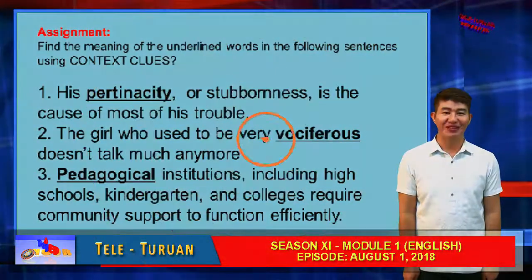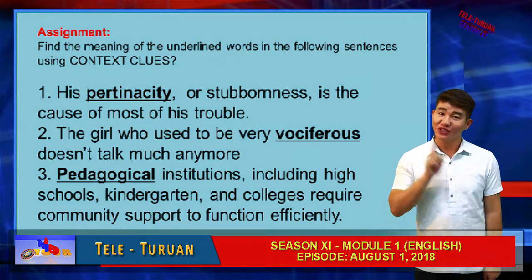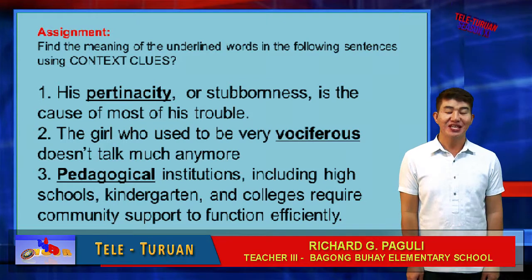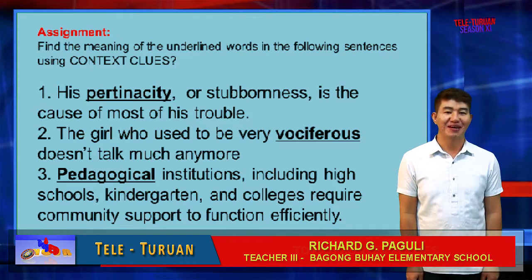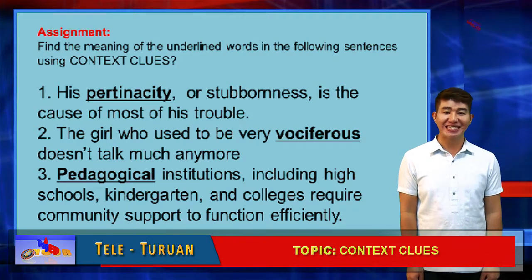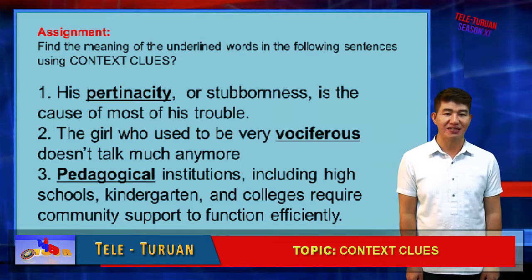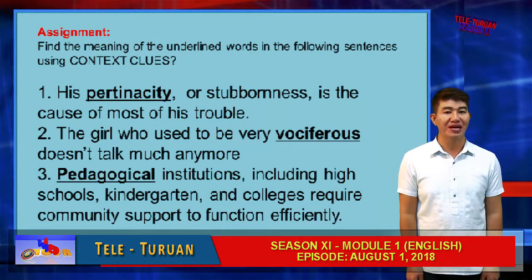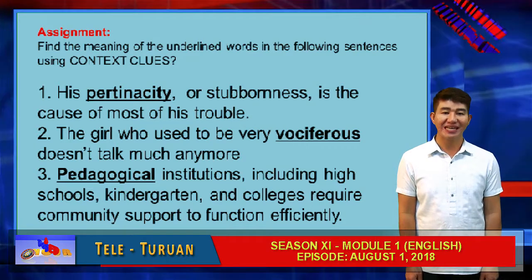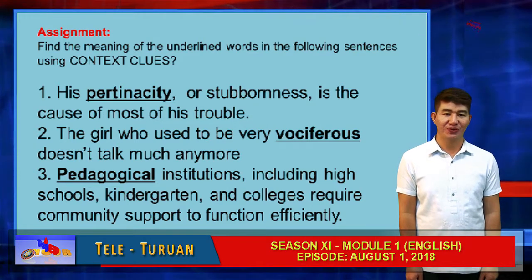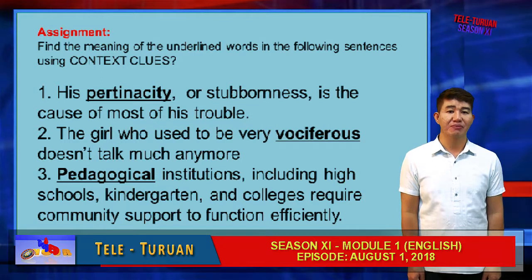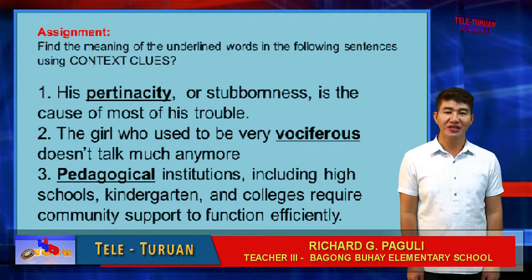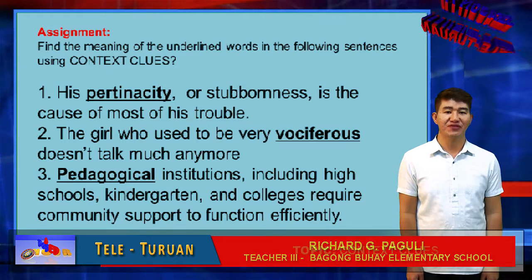As your assignment for the next meeting, why don't you try to find the meaning of the underlined words in the following sentences using context clues? Number 1. His pertinacity or stubbornness is the cause of most of his trouble. The underlined word for number 1 is pertinacity. Number 2. The girl who used to be very vociferous doesn't talk too much anymore. The underlined word for number 2 is vociferous.